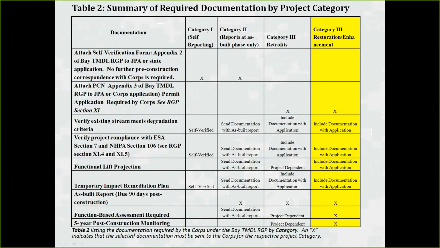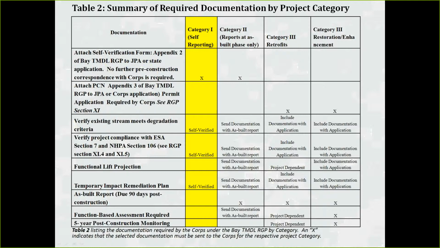We also need a temporary impact remediation plan to verify that temporary impacts are indeed temporary, not permanent. An as-built report is due within 90 days of construction completion. Then an annual monitoring report will be required for 5 years, which will include a function-based assessment to verify projected functional lift.